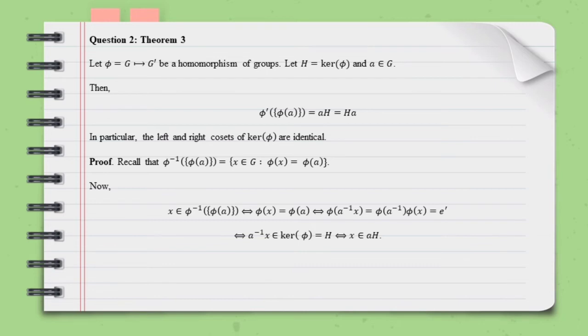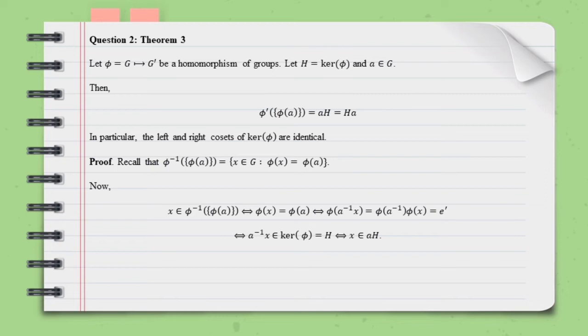Assalamualaikum. My name is Muhammad Luqman bin Muhammad Hidayat. So let's proceed to question 2 using Theorem 3. Let phi from G onto G prime be a homomorphism of groups. Let H equal the kernel of phi and a element of G. Then phi inverse of phi(a) equals aH equals Ha. In particular, the left and right cosets of the kernel of phi are equal.